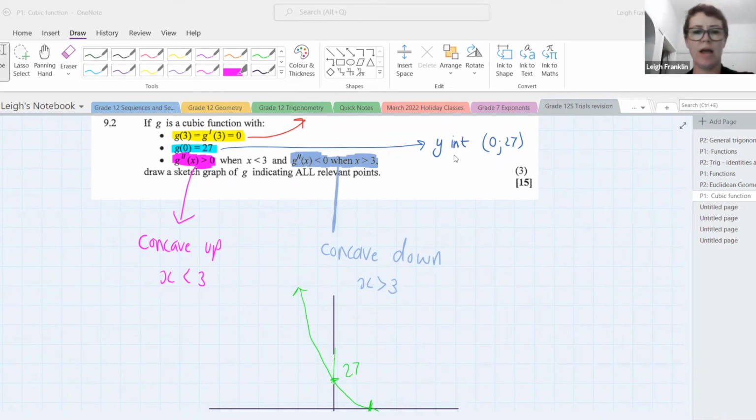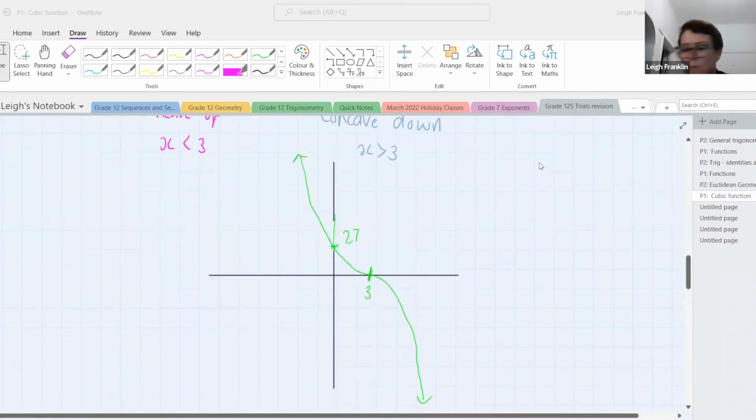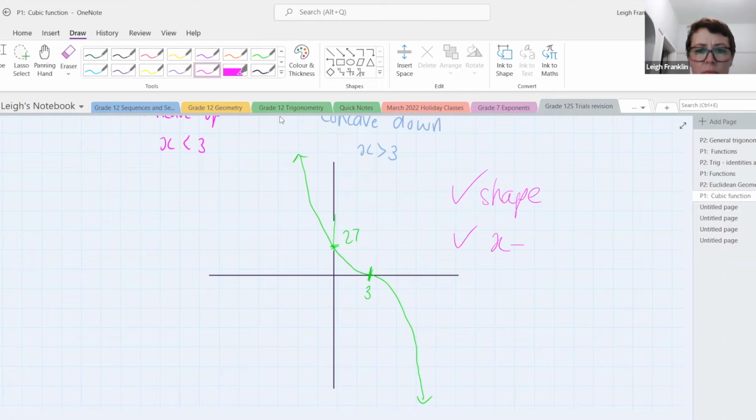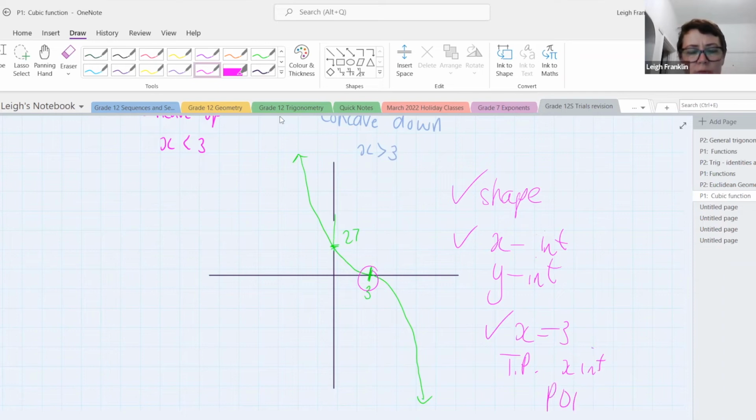Here it's out of 3 marks. They'd have to give us a mark, I would say, for having the correct shape, having the correct x and y intercepts, and then that 3, where x is equal to 3, is going to be a turning point, an x-intercept, and a point of inflection. That's what they would be looking for.